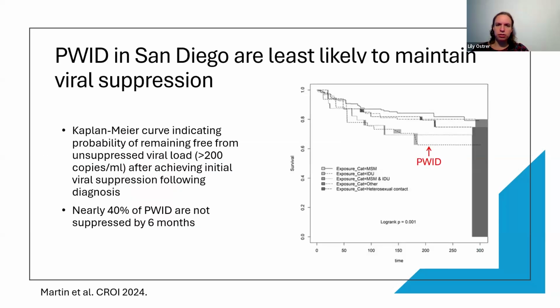And here in San Diego, the data also shows that people who inject drugs are less likely to maintain viral suppression. This is some work that was presented by some of our colleagues at CROI in 2024. It's a Kaplan-Meier curve showing that among people who attained viral suppression after diagnosis and then developed rebound viremia or did not continue treatment, people who inject drugs were most likely to experience rebound viremia. After about 6 months, nearly 40% of people who inject drugs are not suppressed. So we know that there are significant gaps in care for people who inject drugs here in San Diego as well.